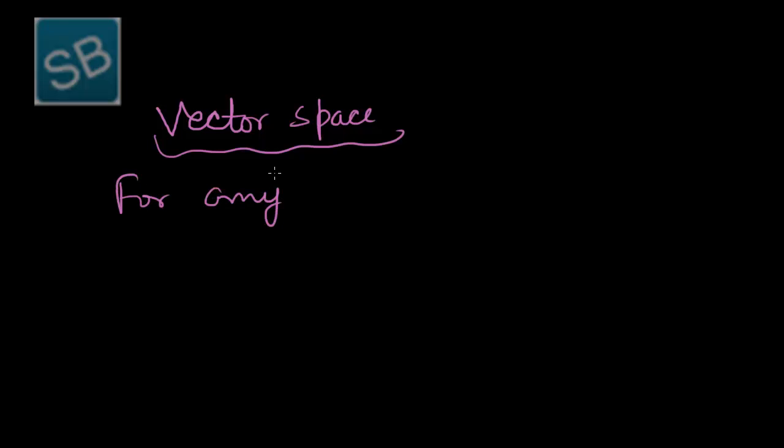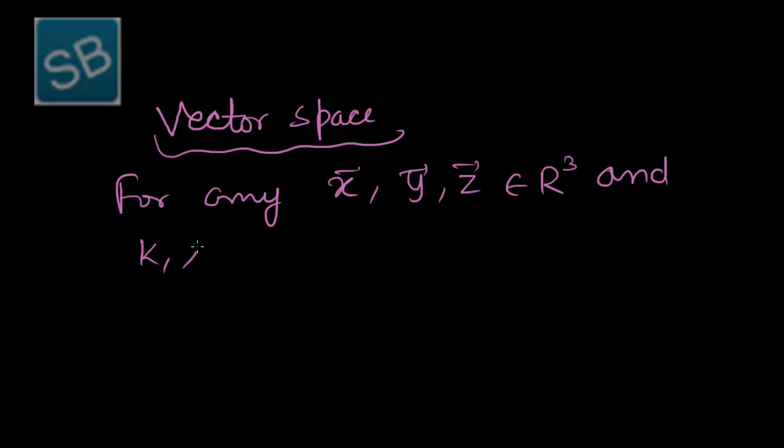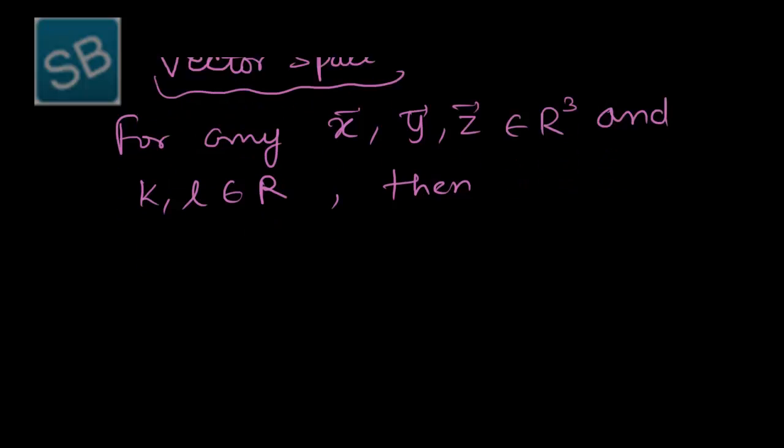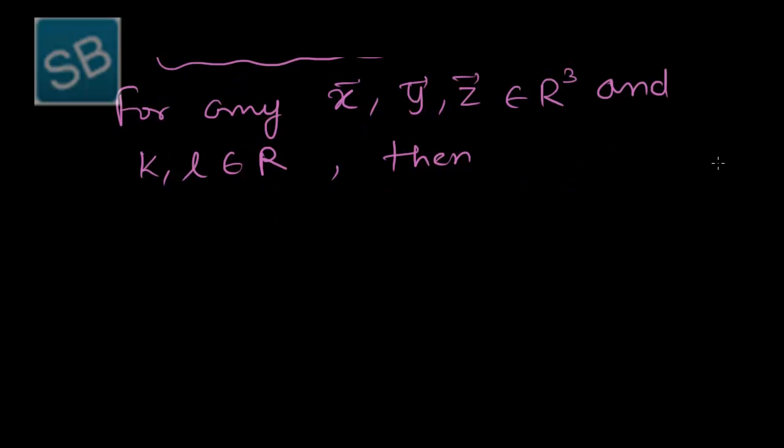Next is vector space. For any vector x, vector y, vector z belonging to R3 and k, l belonging to real numbers, if the following properties hold, then we can say the set R3 forms a vector space.